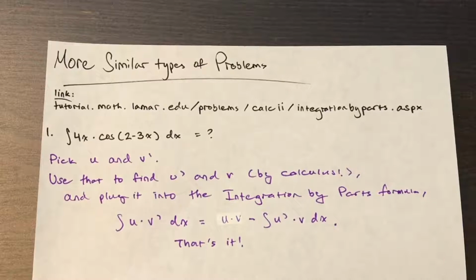Number 1. Find the integral of 4x times cosine of 2 minus 3x dx. So first we want to pick our u and v prime. This is basically like the integration by parts question that we found in multiple choice 3 number 43. And after we find u and v prime, we can find u prime and v. And we can plug that all into the formula listed below, and that's it.